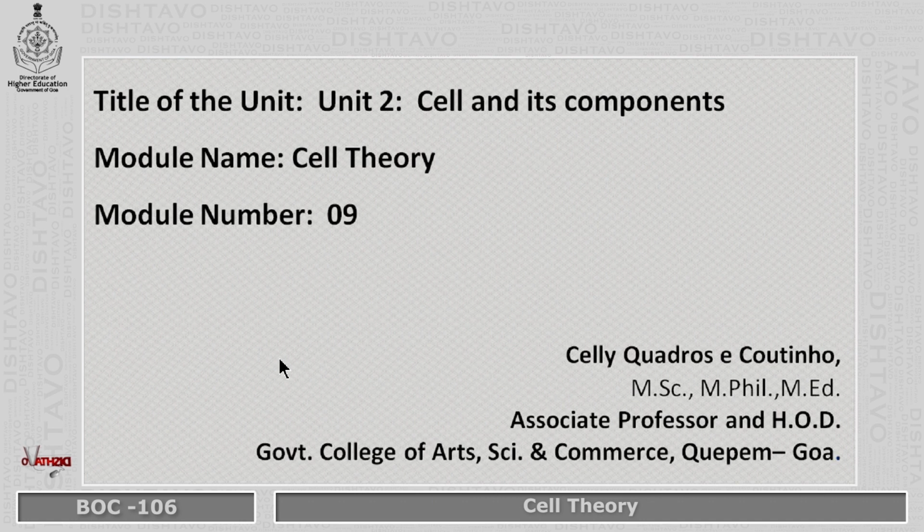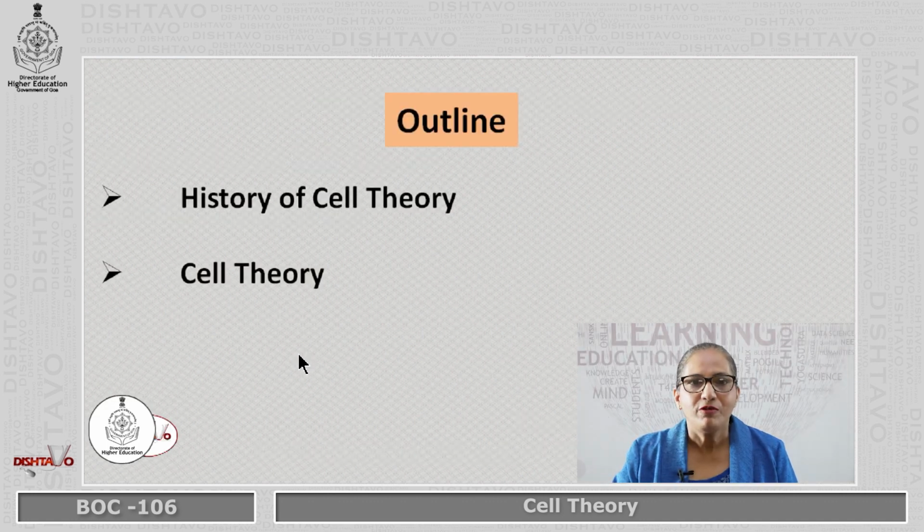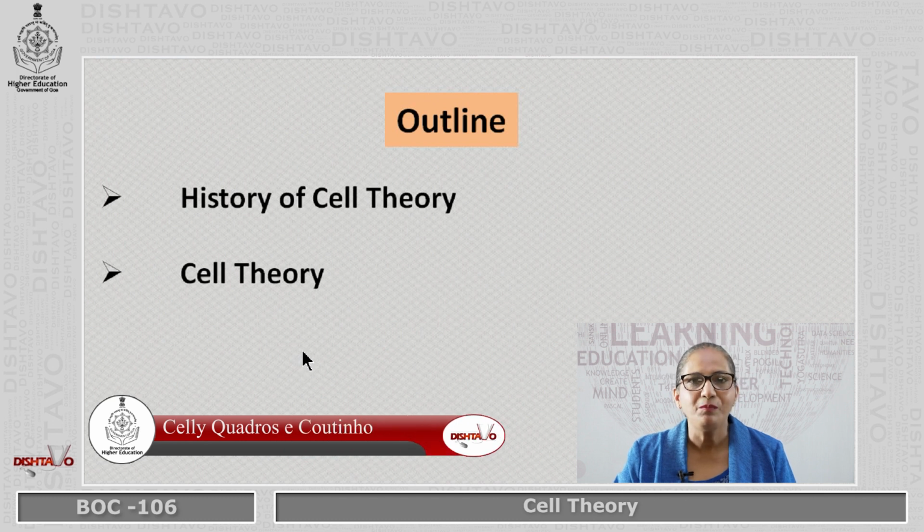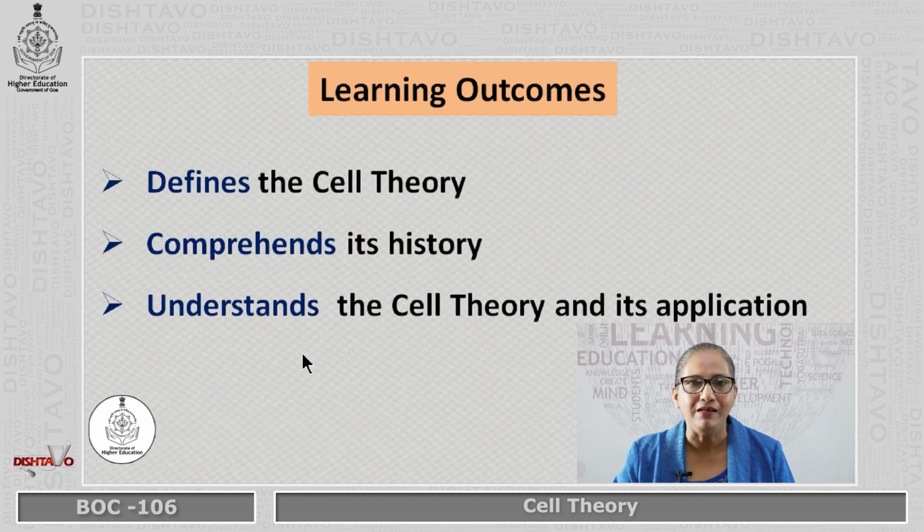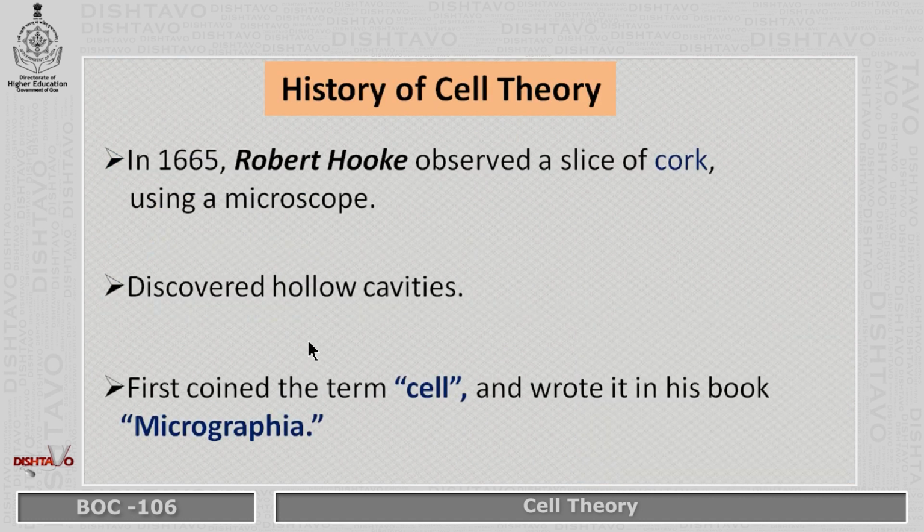Today we shall take up unit 2 from cell biology and will be dealing with the cell and its components. Under that we'll be taking up cell theory. What we are going to do is the history of cell theory in brief, and the cell theory. What exactly we are going to learn is what the cell theory is, a little of its history, and the applications of this theory.